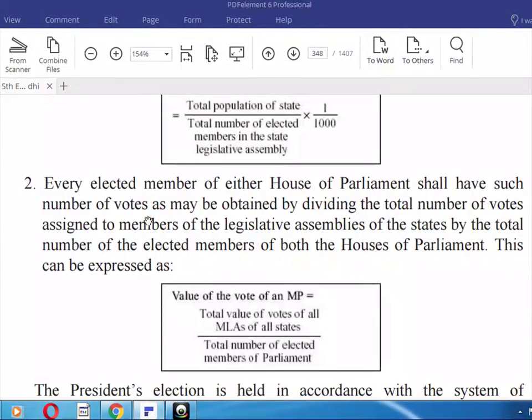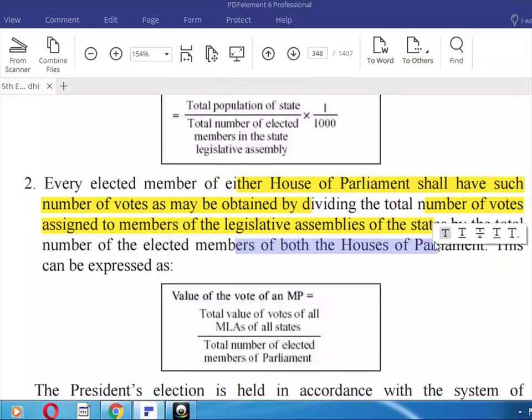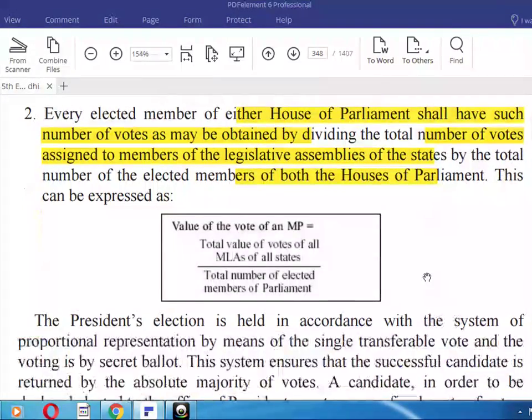This can be expressed as: value of the vote of an MP equals the total value of votes of all MLAs of all states, divided by the total number of elected members of Parliament.